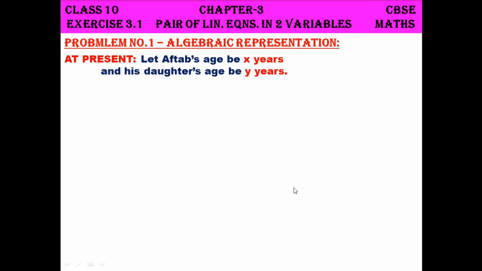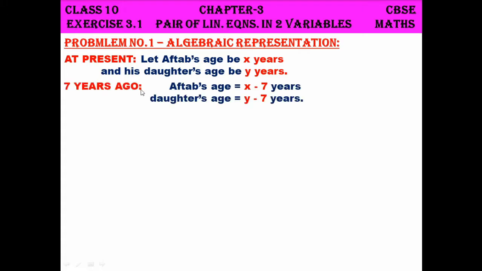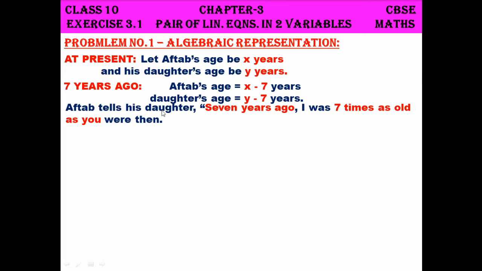Now I have assumed that at present their ages are x years and y years, and therefore 7 years ago their ages are x minus 7 and y minus 7. What is the first condition given in the question? Aftab tells his daughter that 7 years ago he was 7 times as old as his daughter, right? So 7 years ago, what's Aftab's age? It is x minus 7. 7 years ago, what's his daughter's age? It's y minus 7. And he says he is 7 times as old as his daughter. As her age is y minus 7, 7 times the age will be 7 into y minus 7.